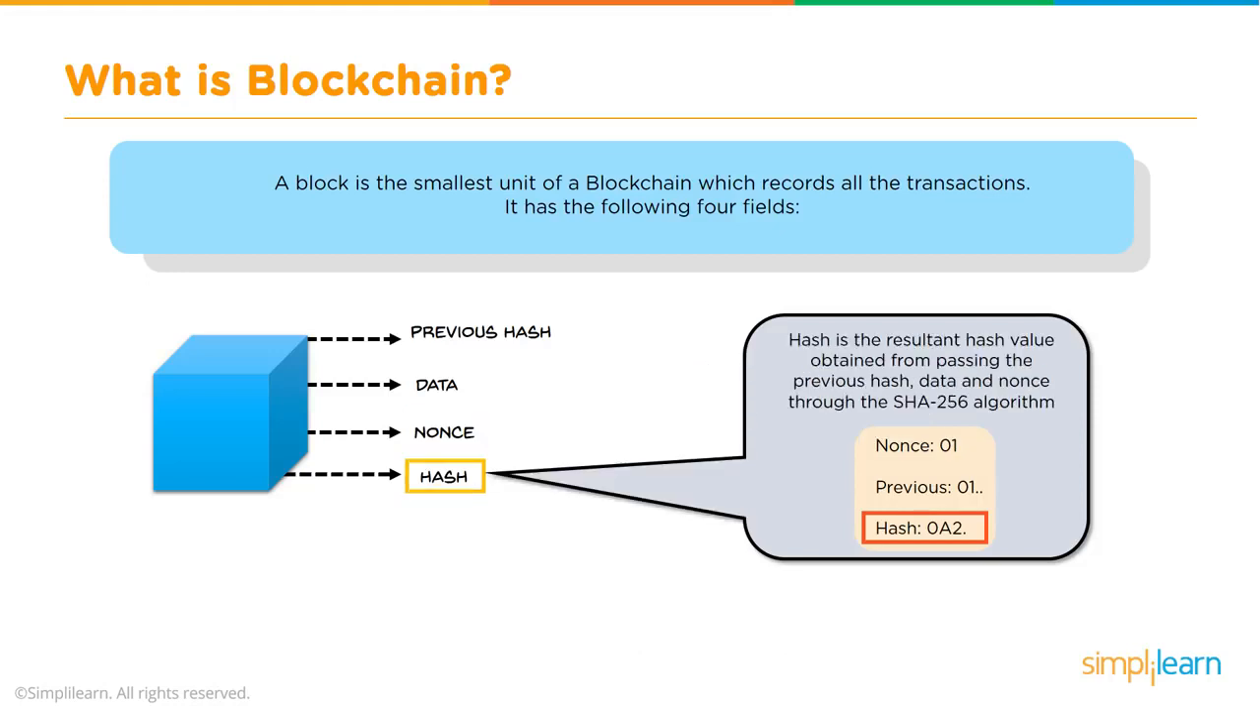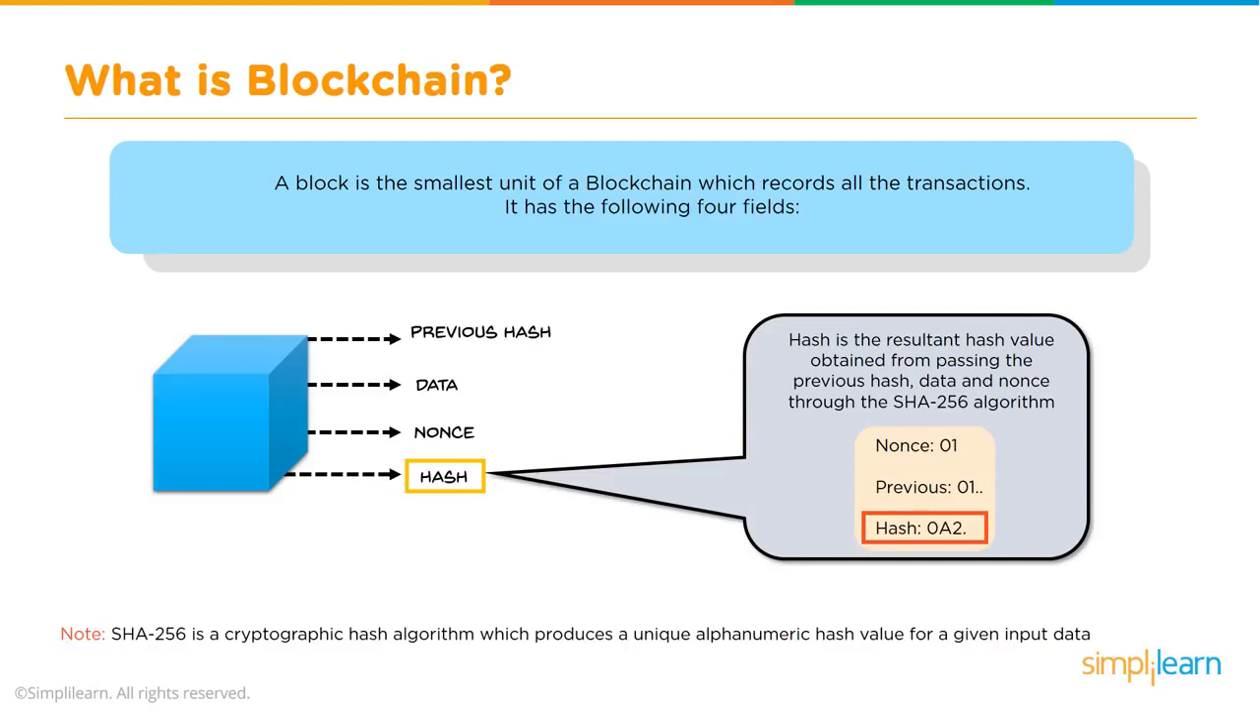Now, hash is the resultant hash value obtained by passing the previous hash value, the data, and the nonce through the SHA-256 algorithm to generate the hash of this block. So this is the digital signature of the block, and it is basically the identity of this block. SHA-256 is a cryptographic hash algorithm which produces a unique 256-bit alphanumeric hash value for any given input, and that is the unique feature of this cryptographic algorithm. Whatever input you give, it will always produce a 256-bit hash.